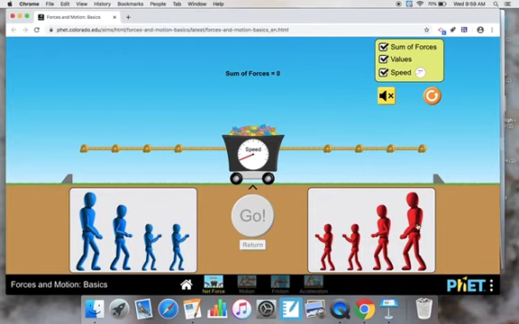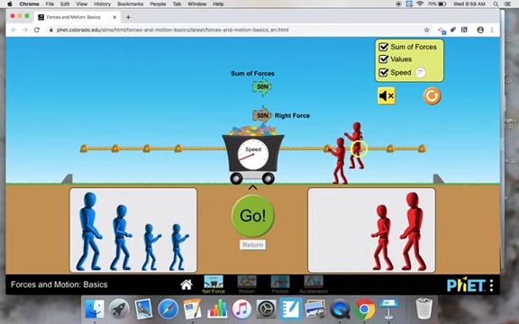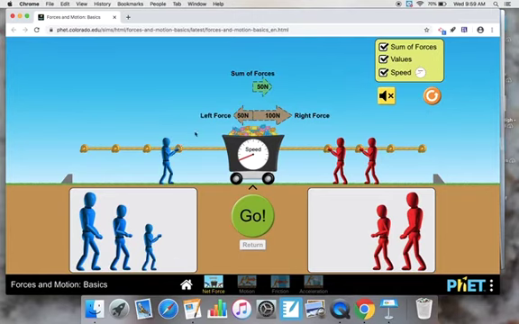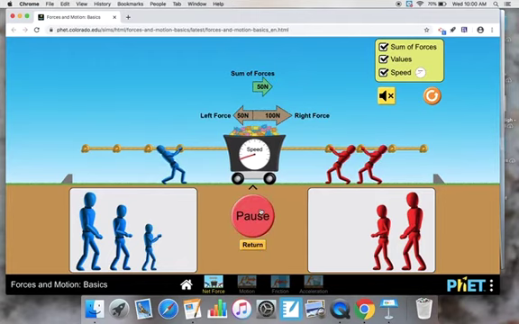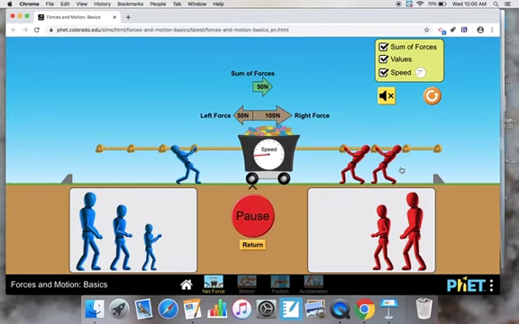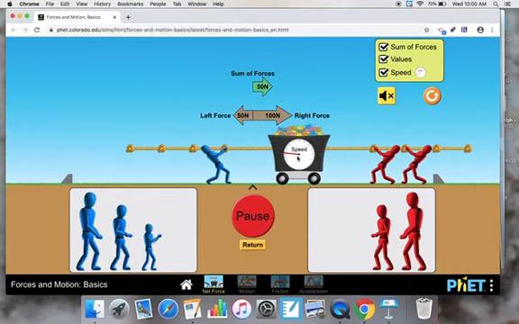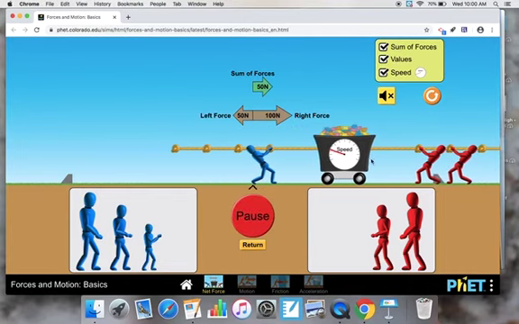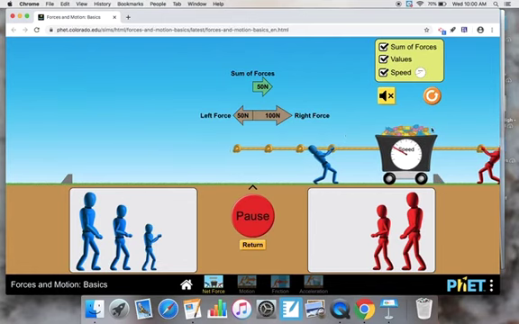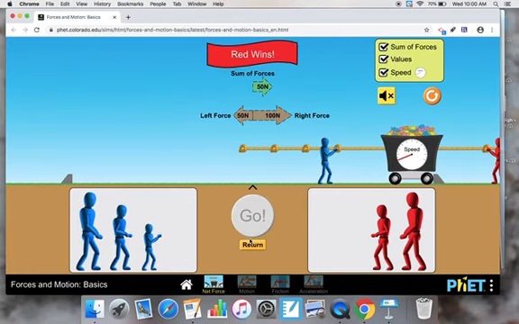So you can apply force with particular people, and as you do that, you can see there's a right force being applied of 100 newtons, and then the sum is also 100 newtons. But if we place another person here, now all of a sudden there's a left force of 50, and the net force is only 50. And then if we were to hit go, we see that the speed is slowly increasing, so we are accelerating in the right direction.